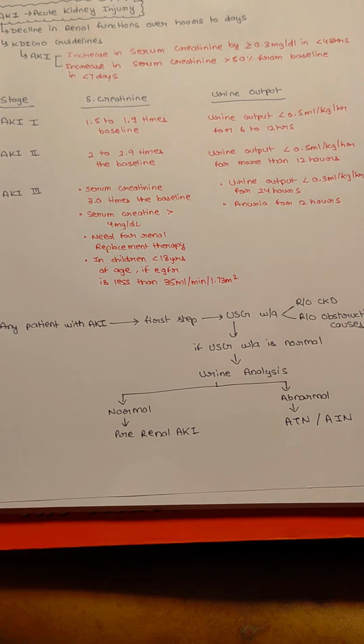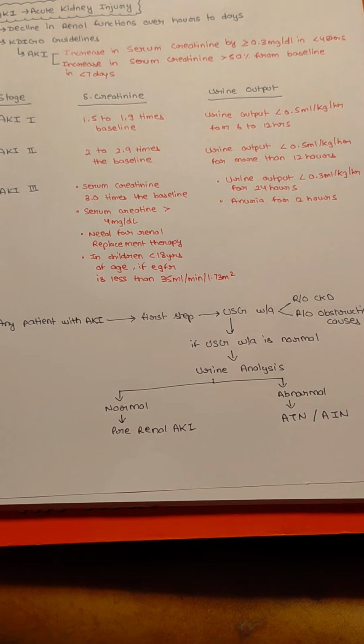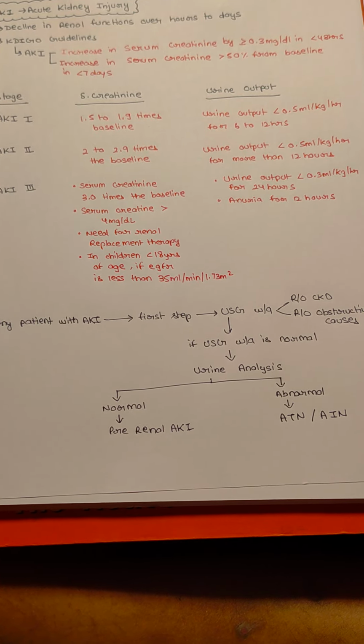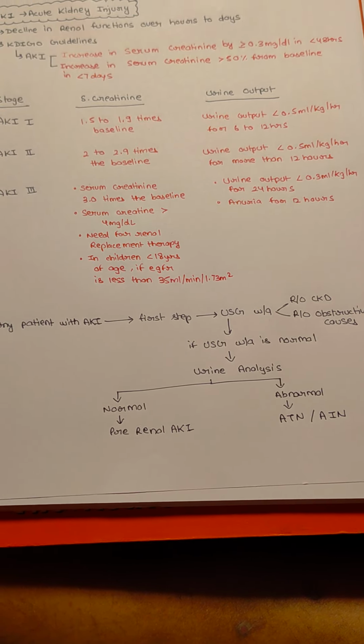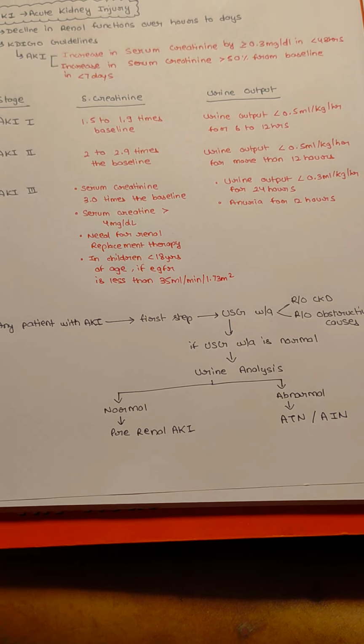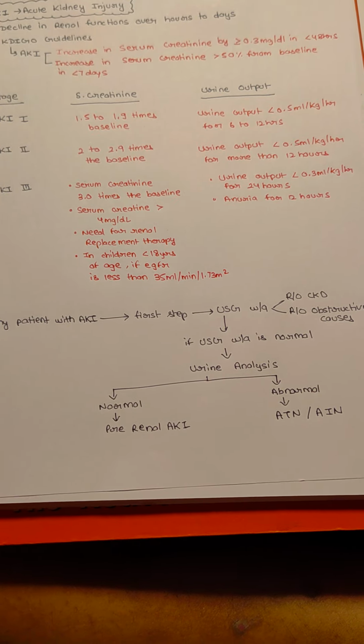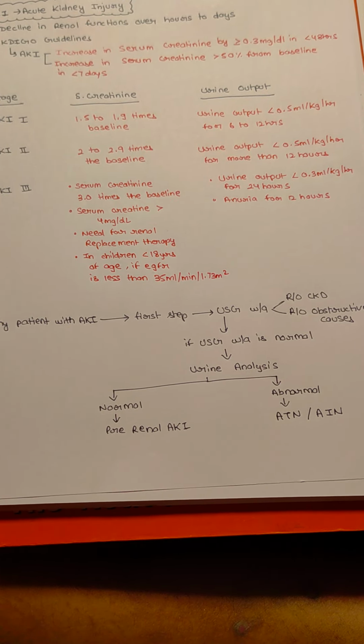So what exactly must we do as soon as we encounter a patient of AKI? The first step is always going to be to do a USG whole abdomen or an ultrasound whole abdomen. So we basically do it for 2 reasons. One is to rule out chronic kidney diseases, and the second is to rule out obstructive causes.